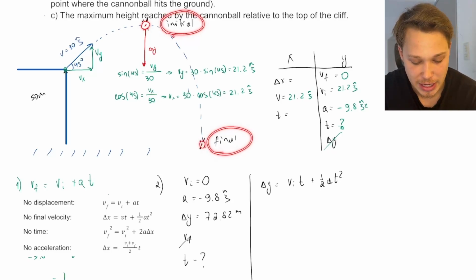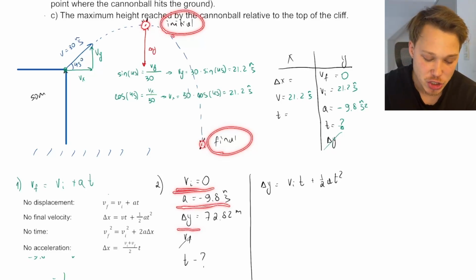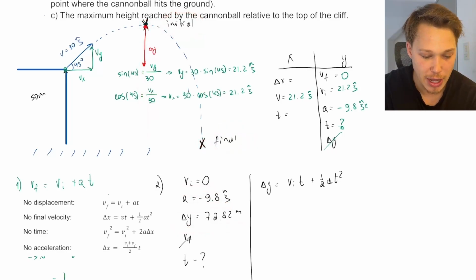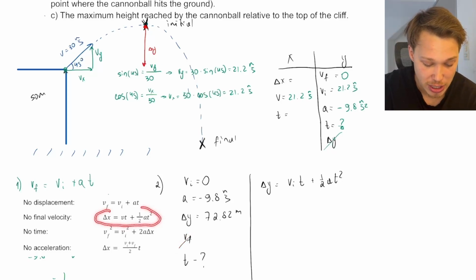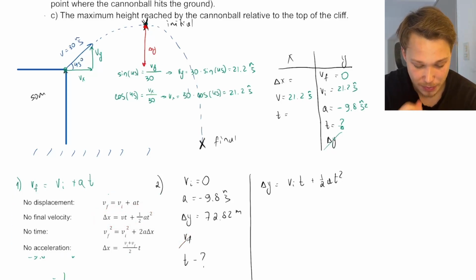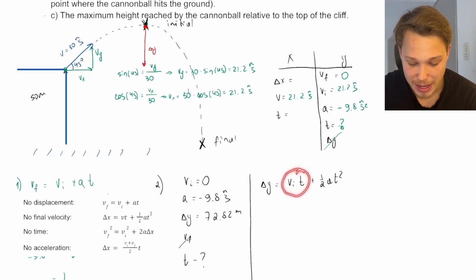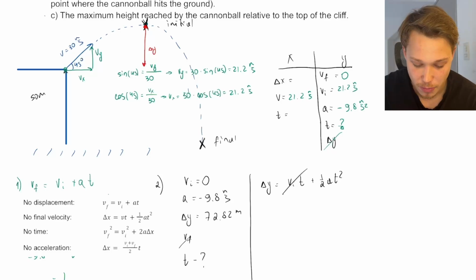This is my initial moment, this is my final moment. So the velocity at the top height is 0, the acceleration is negative 9.8, and the total height that we just calculated that it reaches is 72.82 meters. Since I have to calculate the time, the variable I don't care about is the final velocity. So I pick the second equation that doesn't have any final velocity. My initial velocity is 0, so this term cancels out and becomes 0.